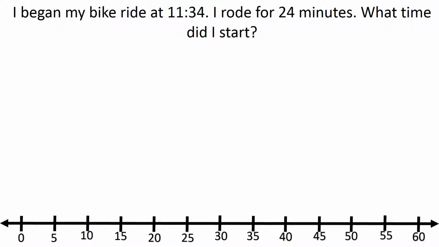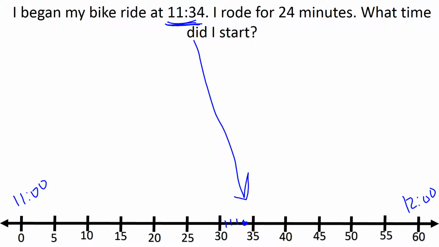I began my bike ride at 11:34. I rode for 24 minutes. What time did I start? So I know the first thing I want to do is plot this on my number line. We are at 11 o'clock all the way to 12 o'clock. Okay? 20, 25, 30, 31, 32, 33, 34. That would be right here, like that. Now it says I rode for 24 minutes, so I know that I'm counting in one direction 24 minutes. What direction do I go?